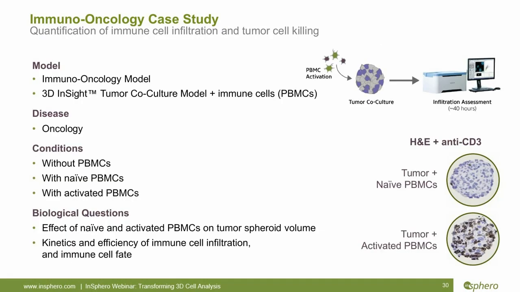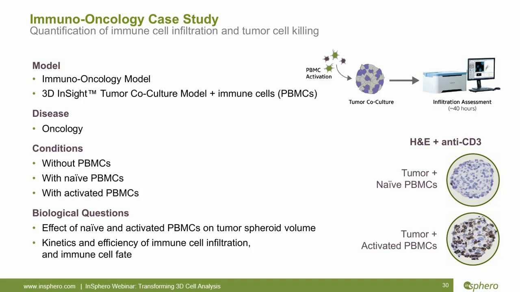The second example is an immuno-oncology case study and involves the evaluation of immune cell infiltration and subsequent tumor killing. In this study, both a spatial and temporal analysis of individual cell populations was examined in order to quantify both the kinetics and depth of the immune cell infiltration, in addition to quantifying the kinetics and efficiency of the tumor spheroid destruction.